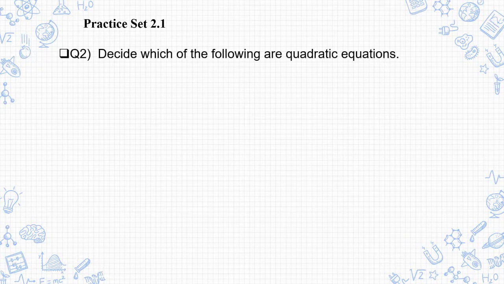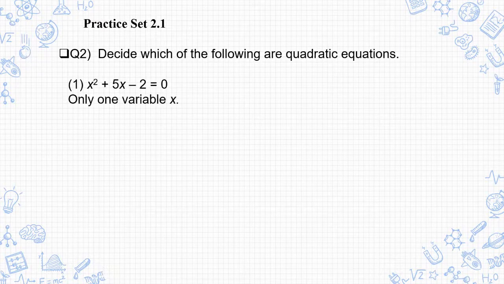Let us decide which of the following are quadratic equations or not. This is practice set 2.1, the second sum. So first one, x squared plus 5x minus 2 equal to 0. If you see, there is only one variable in this equation, that is the variable x, and the maximum power of the variable x is 2. So I can say that this is a quadratic equation.